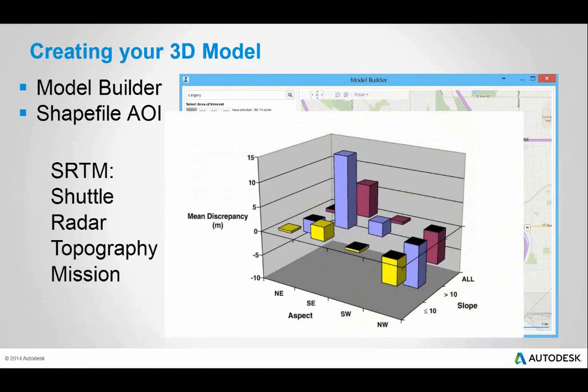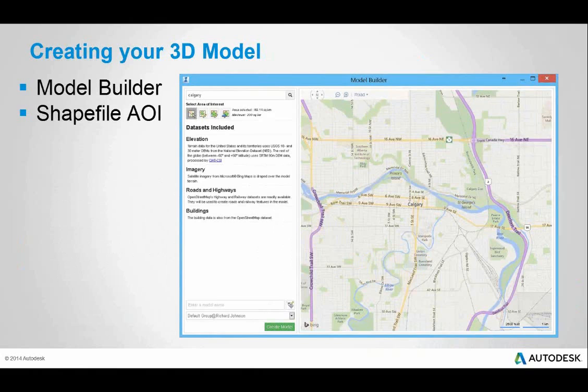Elevation was created from shuttle radar topography that was flown in the late 90s. This information does have inherent inaccuracies, and I get this question often. So it's great for preliminary planning, but know that you will have to get more accurate information for engineering design.